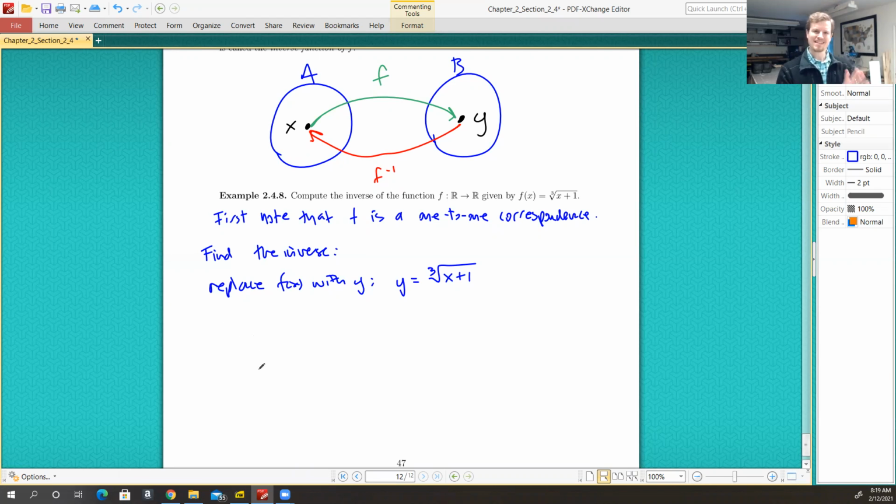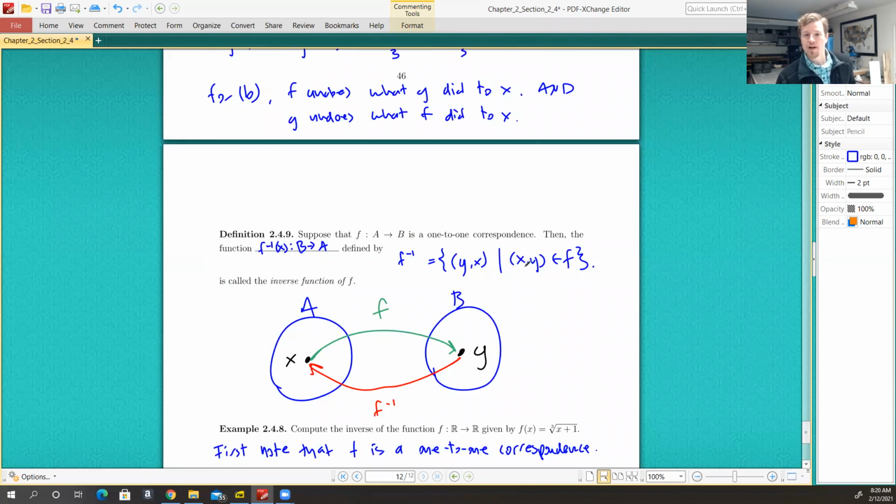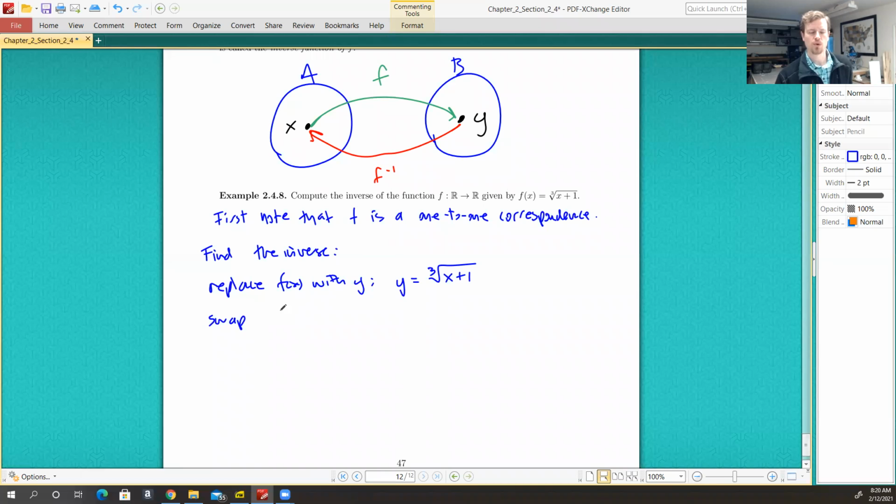Now the next step is to actually find the inverse relation. So how do we do that? Well, all we do is swap x and y. If (x, y) is in f, then exchanging them gives us the inverse. So swap x and y, and we get x is equal to the cube root of y plus 1. And here, it's very important to note, this is the inverse.